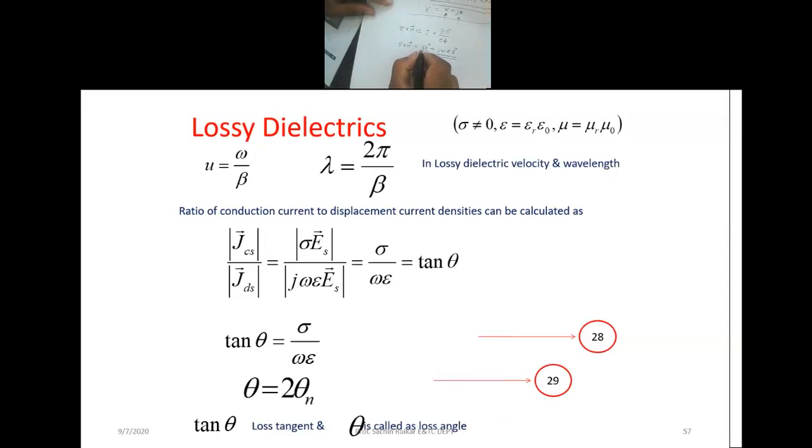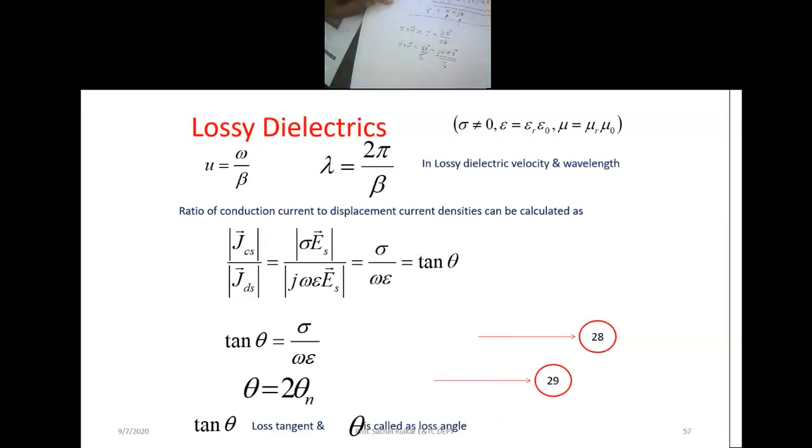Now in this expression, this is one factor and this is another factor. The first factor is in terms of conduction, it is about conductivity, so that's why it is called the conduction current density. And this one is a variation with respect to time, so we can say it is the displacement current density.